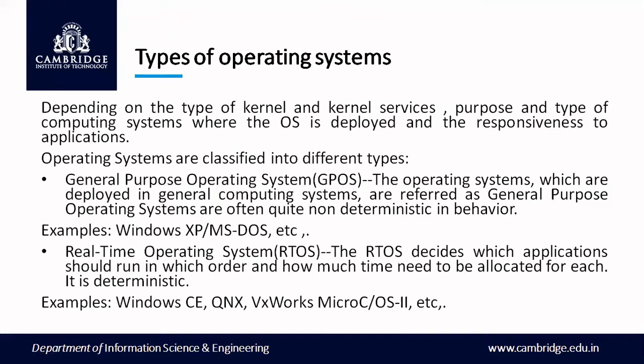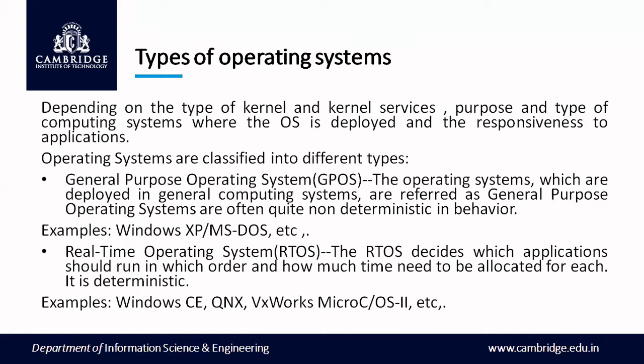Next comes the types of operating system. Here we cannot call it types of operating system as such. With the help of the applications or the responsibilities, we are going to distinguish them as two types. Depending upon the type of the kernel and kernel services, the purpose and type of computing system where the operating system is deployed, and the responsiveness to the applications, we are going to classify the operating system into two different types: one as the general purpose operating system, the second as the real-time operating system.